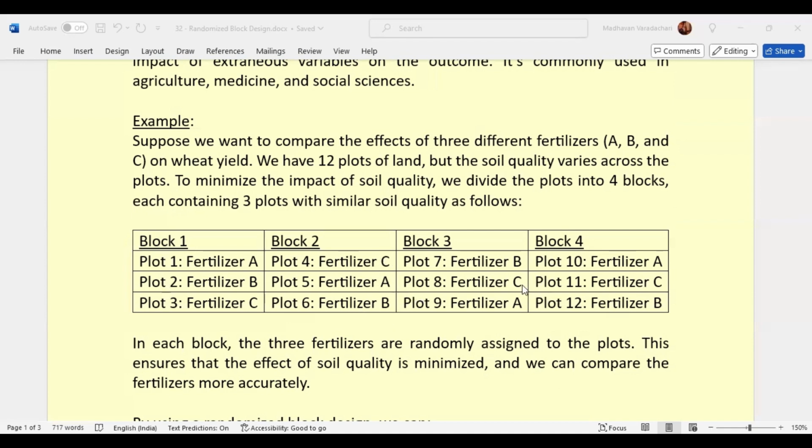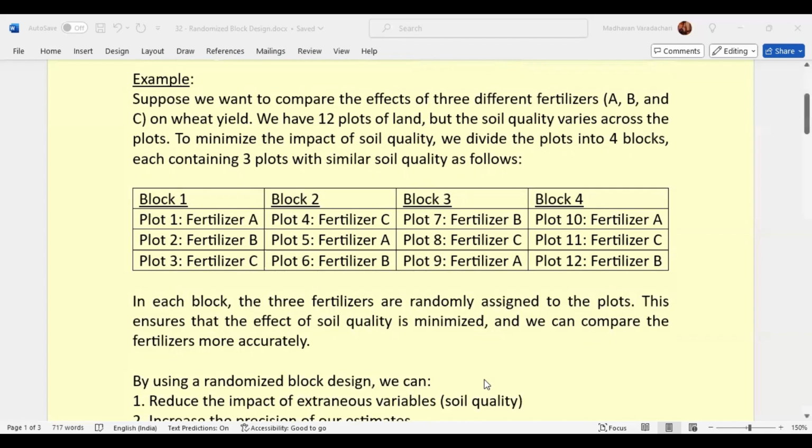Here also ABC, here also ABC, here also ABC, but the order is different. In each block, the 3 fertilizers are randomly assigned. That is why the order is different to the plots. This ensures that the effect of soil quality is minimized and we can compare the fertilizers more accurately.